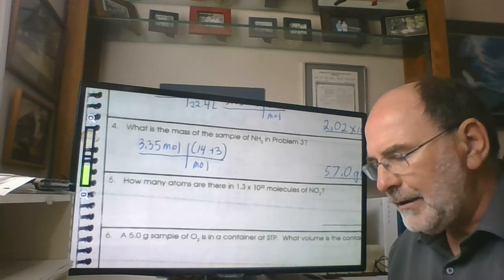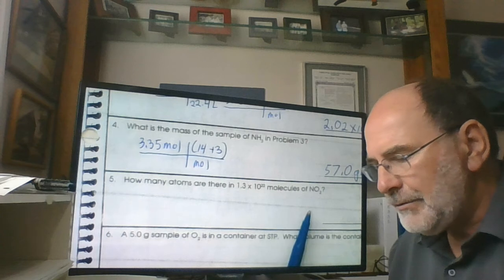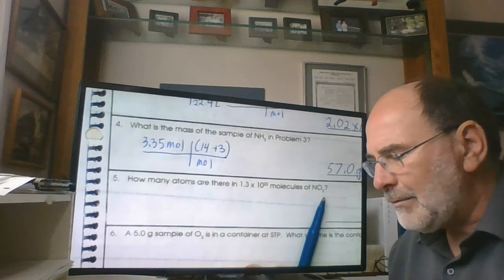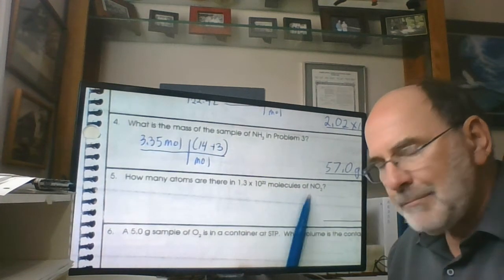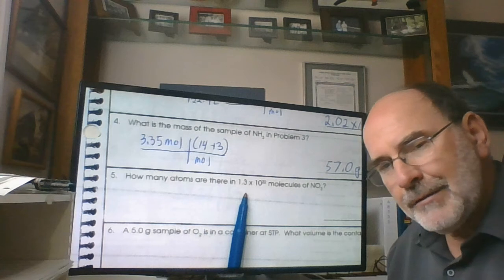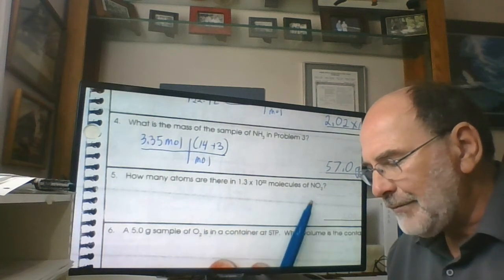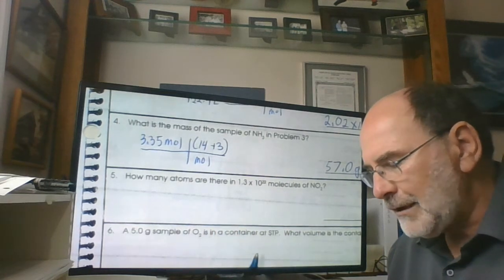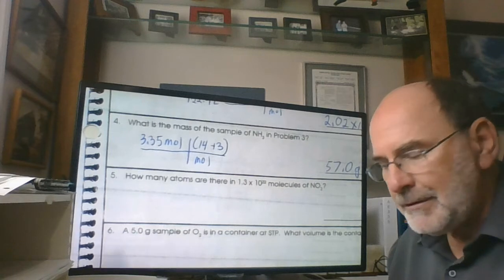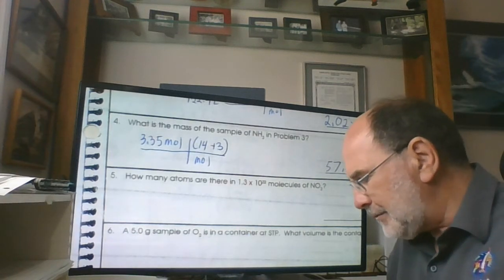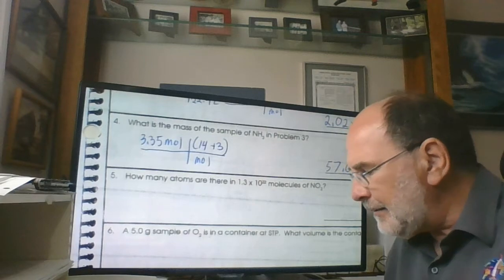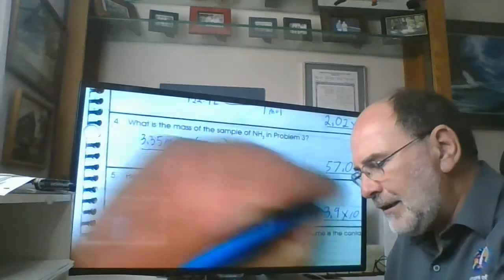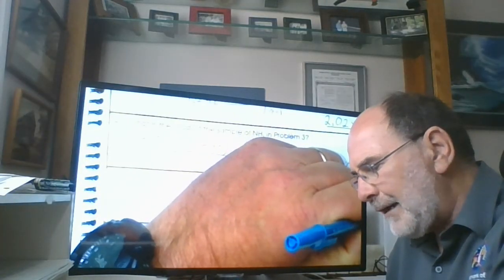And then how many atoms are there in this many molecules? Well, each molecule has 1 nitrogen and 2 oxygens. So there are 3 atoms in each molecule. And if I have 1.3 times 10 to the 22 molecules, then I have 3 times that number of atoms in that sample. So 1.3 times 3 times 10 to the 22nd power. Let's just do it. 1.3 times 3 is 3.9, and the exponent's not going to change, times 10 to the 22nd power atoms.